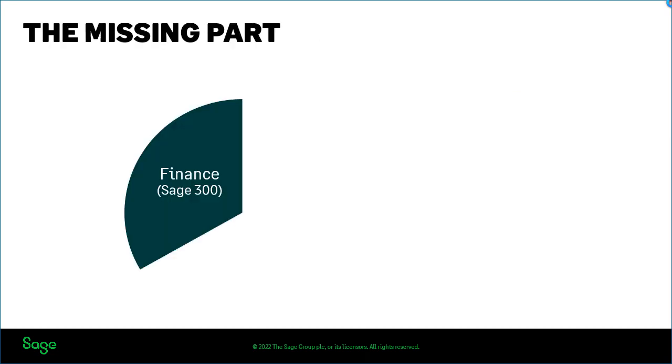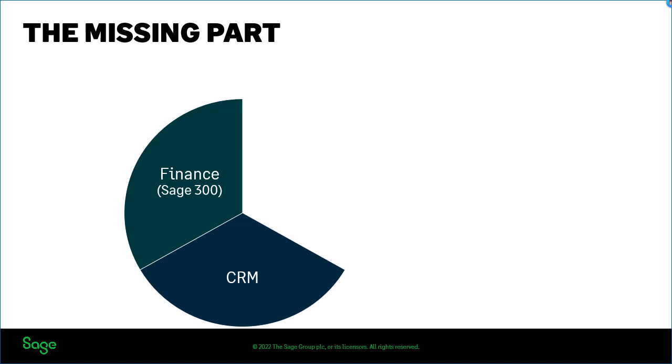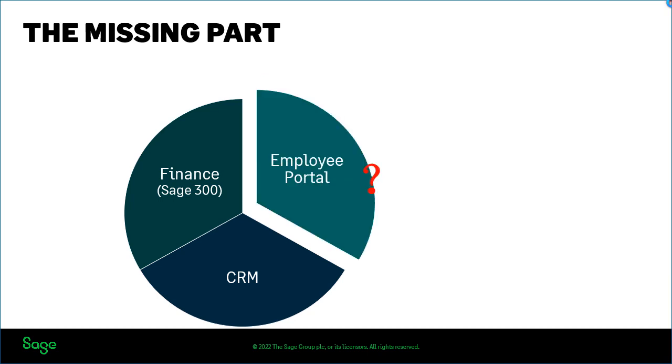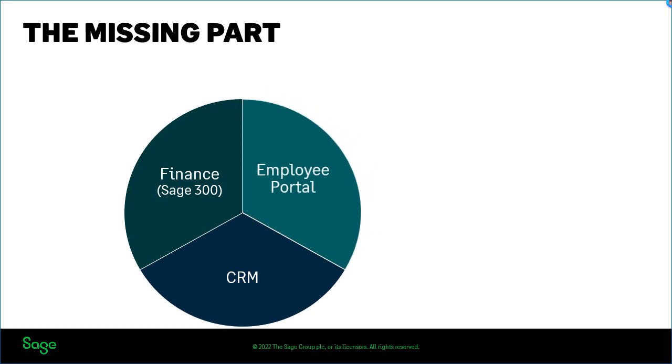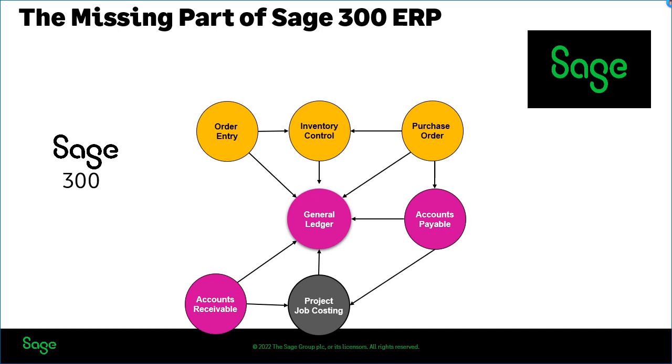We all know that Sage is quite good at financial and CRM, but they're for the finance and the sales staff only. Besides financial and CRM, are there any handy tools for normal staff? And what is the missing part for Sage 300? Yeah, the answer is Employee Portal. This is the core modules of Sage 300.